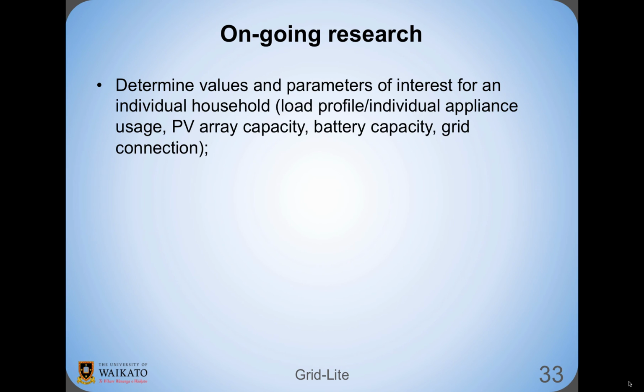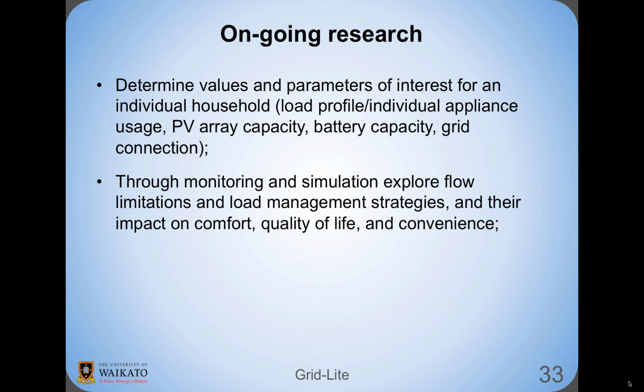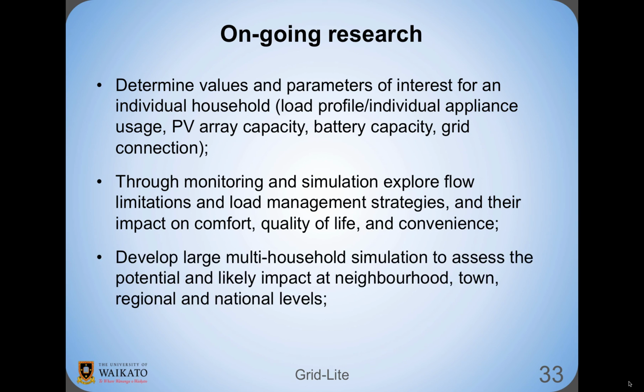In particular, we're looking at appropriate sizing techniques for the critical parameters such as grid constraints, PV capacity, and battery size. And through measurement and simulation, we're exploring the impact of grid flow limitations and load management strategies on both the delivery of the goals and on comfort, quality of life, and convenience. We're also planning to develop a large-scale simulation to observe the consequences of adoption of the approach at local and national levels.